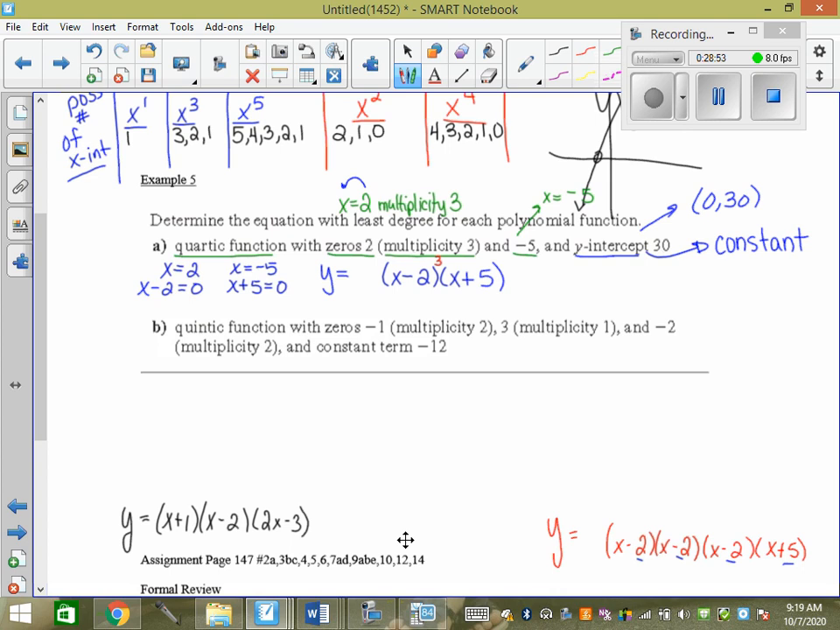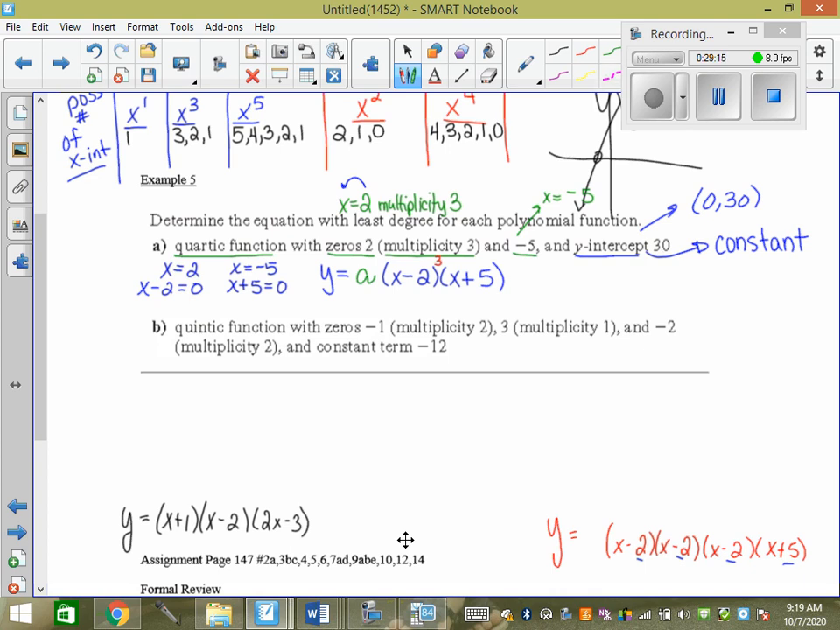So if you don't solve for the a, you're done. Right? You will forget to solve for the a. Please don't. Prove me wrong. I want to be wrong. I want every single person in here to not forget to solve for the a. So we have to put an a in here in front, and we need to find that stretch factor.